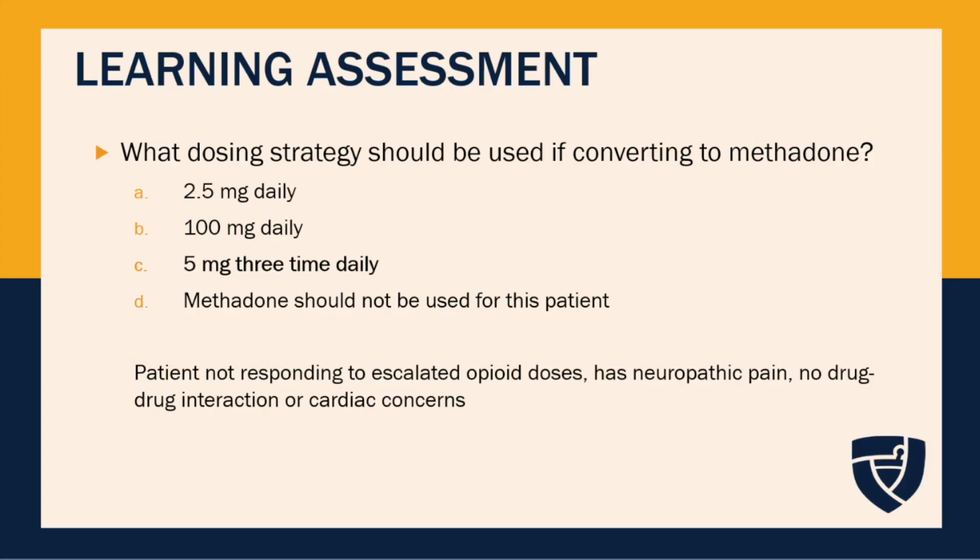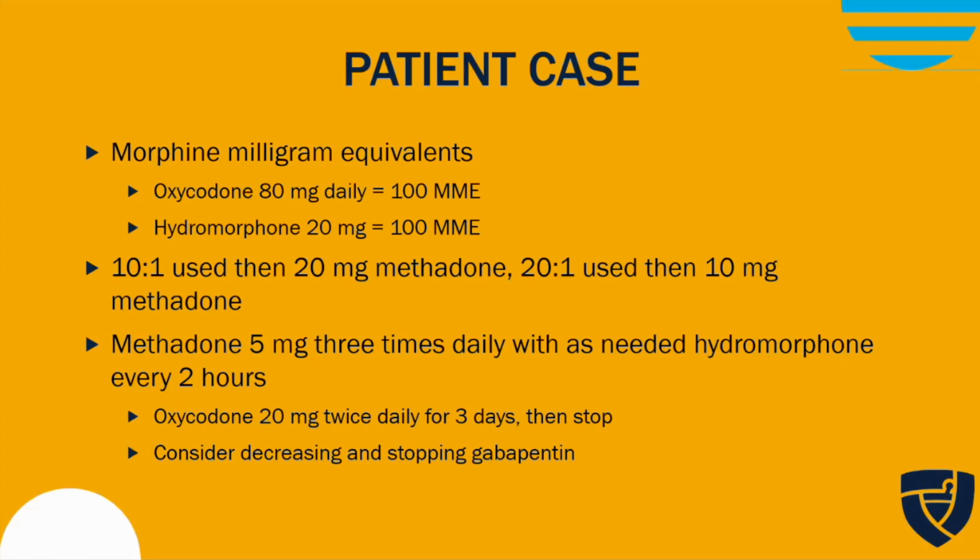All right, in this case, the answer is C, 5 milligrams 3 times daily. So we have a patient who's not responding to escalating opioid doses, so methadone could help with what might be opioid hyperalgesia in this particular patient. The patient does have neuropathic pain as they are on gabapentin, so we may be able to look at that as well. And there are no drug-drug interactions or cardiac concerns with this particular patient that I mentioned. So no indications to not use methadone.